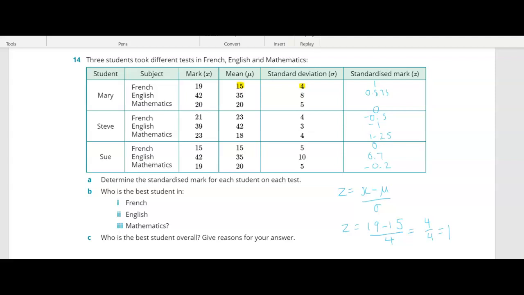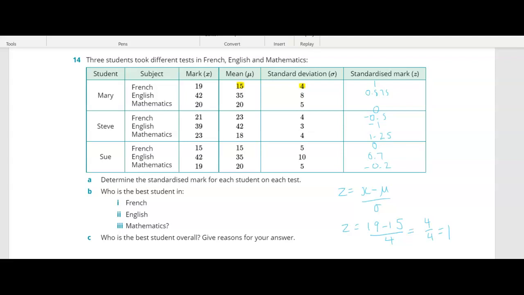Okay, so if you were to look at them without standardizing your scores, you might say, oh, well, Steve got the highest mark in French, he got 21, whereas Mary got 19 and Sue got 15. But let's say these students were from different schools and they sat a different test, which is what happens with your SACs. So if you've got a friend at, say, St. Bede's and he does really well on his SACs and you're like, oh, you got 95%, I only got 80%, but your SAC could have been harder. All right, so standardizing them is extremely important.